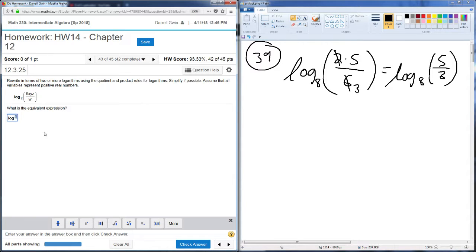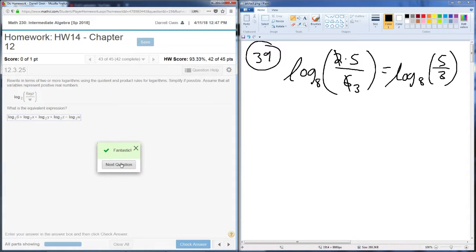Log base 2. Nope, wrong base. Log shift underscore base 2 of 6 plus log base 2 of x plus log base 2 of y plus log base 2 of z minus log base 2 of w. Is that what they want? Yeah, rewrite it as more than one logarithm. 2 or more logarithms. Should be it. There it is. Fantastic.